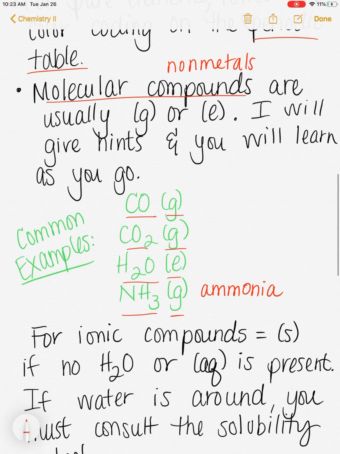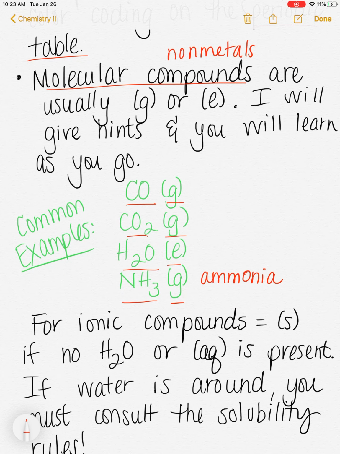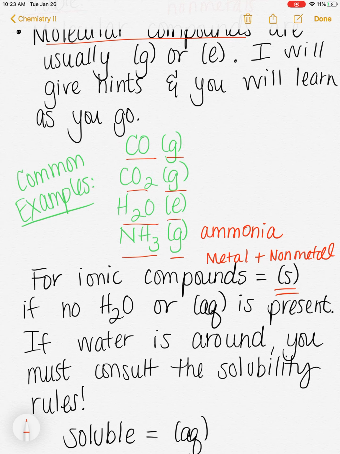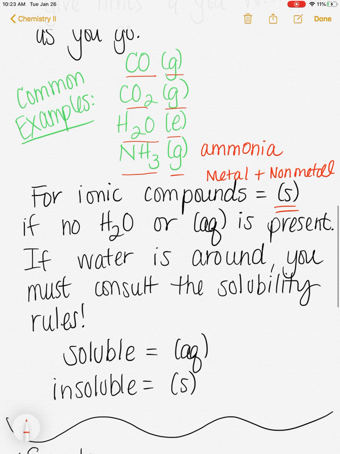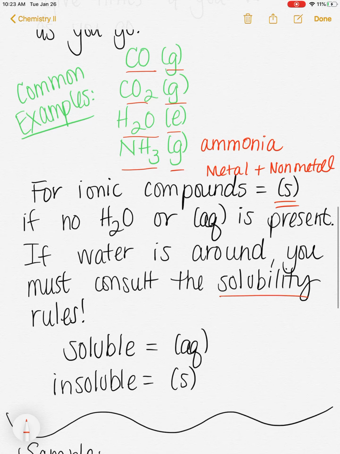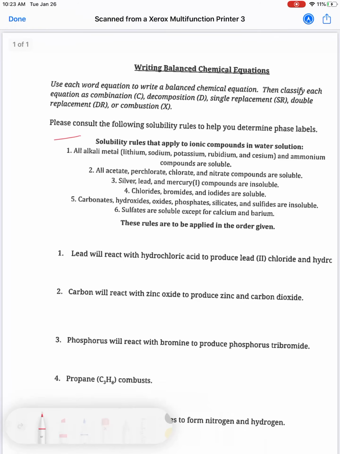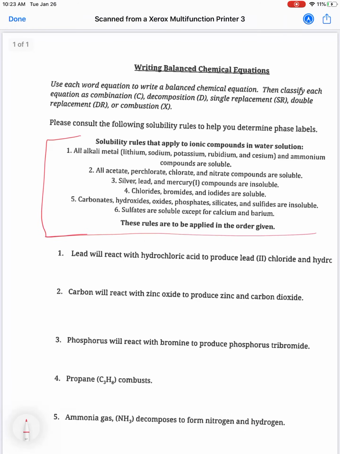It's a gas. For ionic compounds, now remember, ionic compounds are when you have a metal plus a nonmetal. If there's no water around, those ionic compounds are always solid. But if there is water or anything that's aqueous around, we have to consult these things called the solubility rules, which on tonight's homework, there are solubility rules listed here for you.